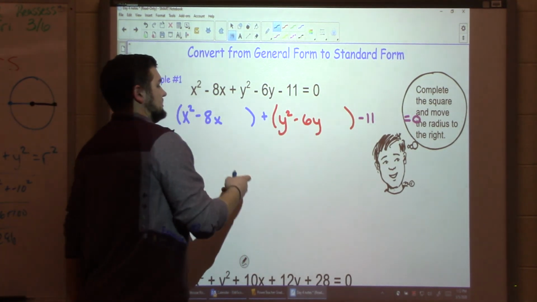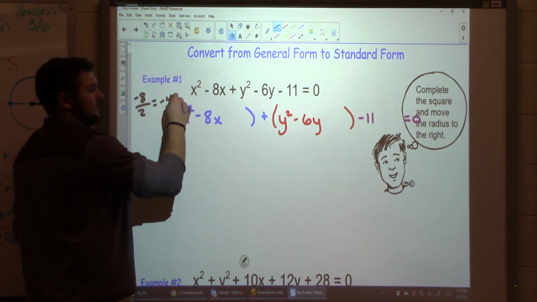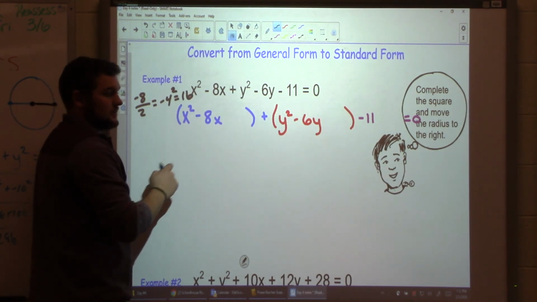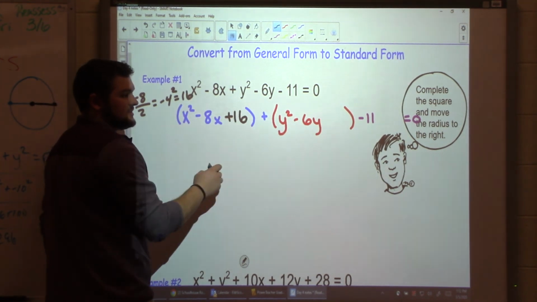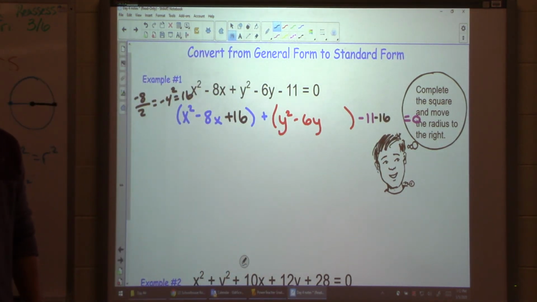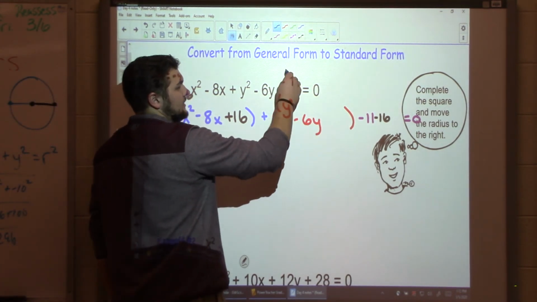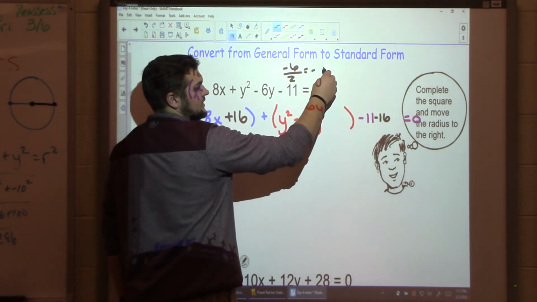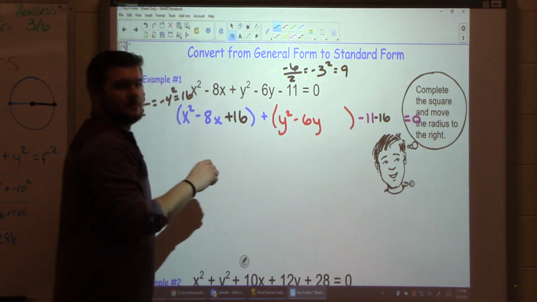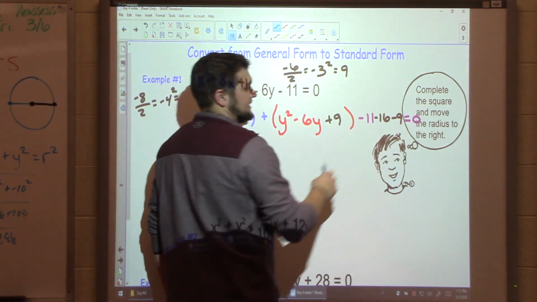So if I do this, I take my b term here, negative 8, I divide by 2, I get negative 4, and I square it. We get 16. So I add 16 on the inside, I subtract it on the outside. Okay? Do the same thing for the second part, the y's. Negative 6 divided by 2 is negative 3. Square it, I get 9. Add it on the inside, subtract it on the outside.